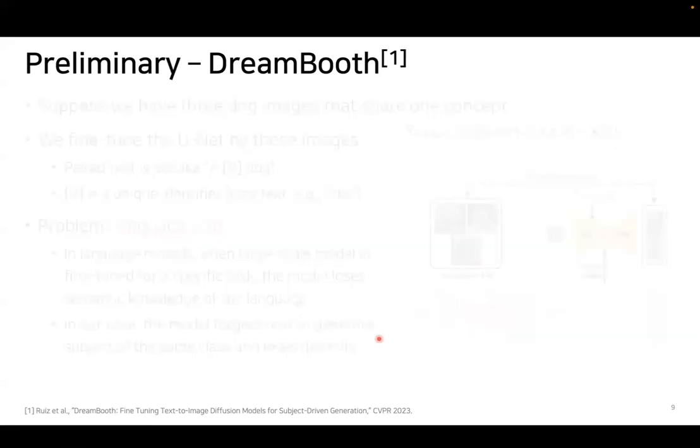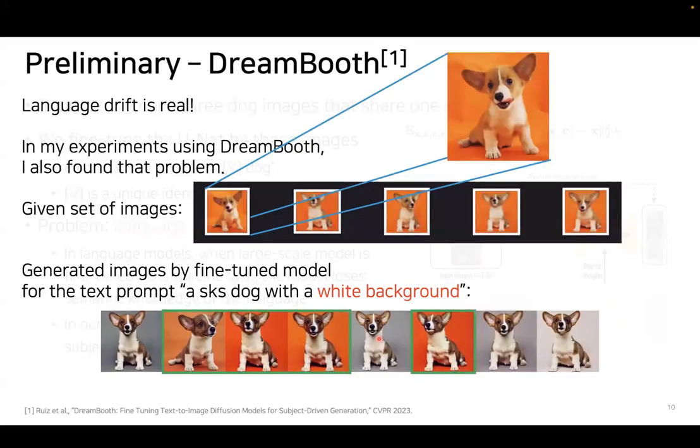This is language drift, and surely in my experiments using DreamBooth, I also found that problem. Given a set of images like this, the orange background and cute dogs, we generate images with the fine-tuned model for the text prompt like "a SKS dog with a white background", but the model still tends to generate an orange background. So this is one of the side effects of language drifting.